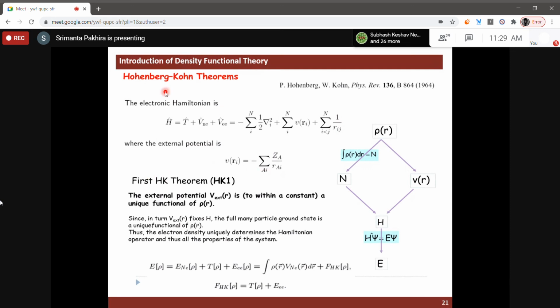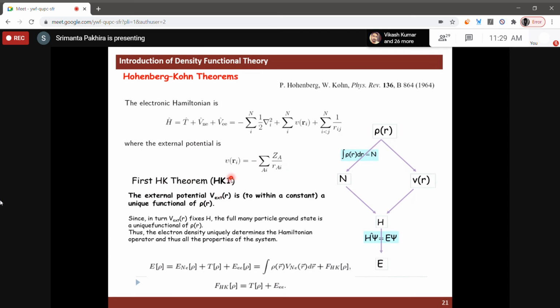Where the external potential, if we define it, this Vi, which is this. The first theorem Hohenberg and Kohn proposed is that the external potential is a unique function of rho of r. What is rho of r? I'm not telling yet. It is a function of something. If we integrate rho of r dr over the whole volume, you will get the total number of electrons. This is the first Hohenberg theorem.